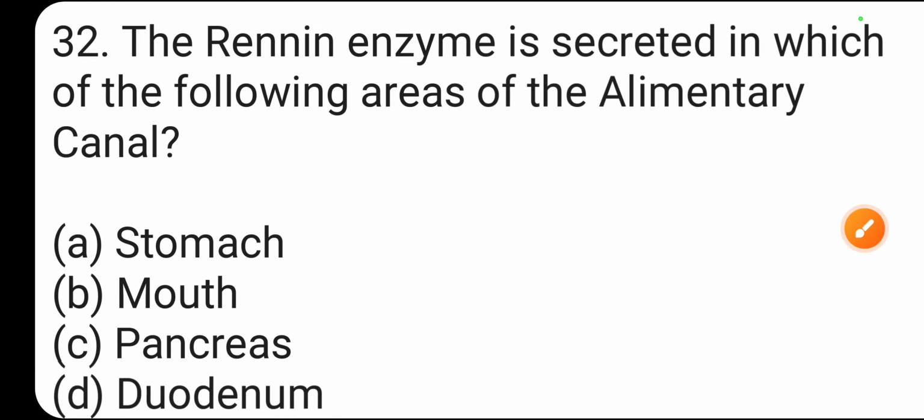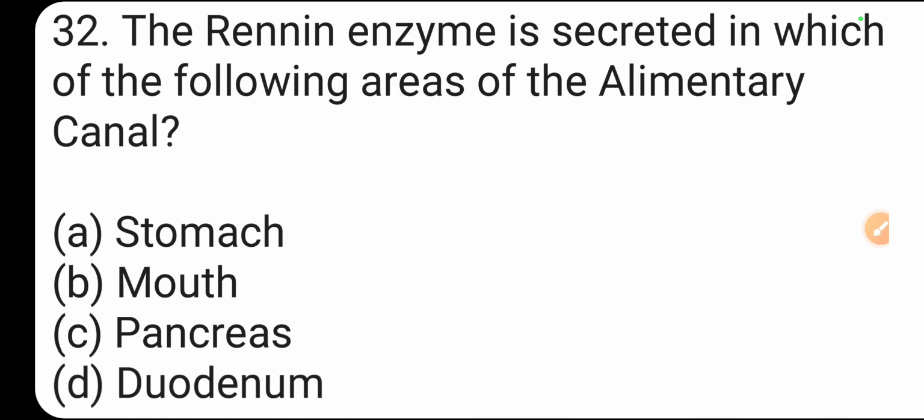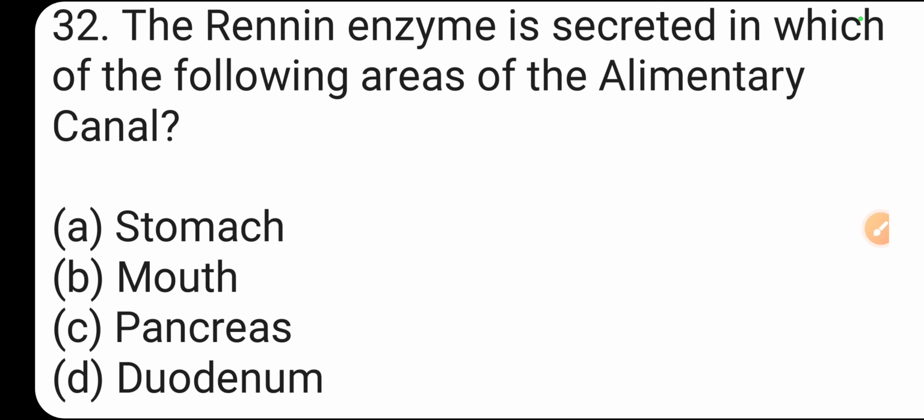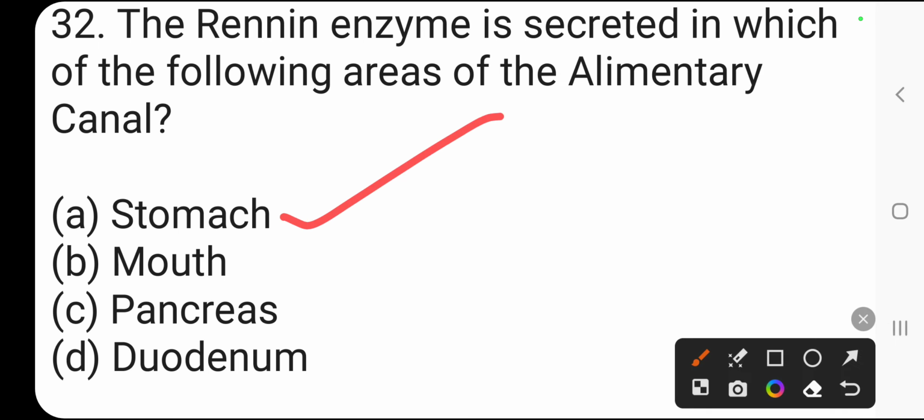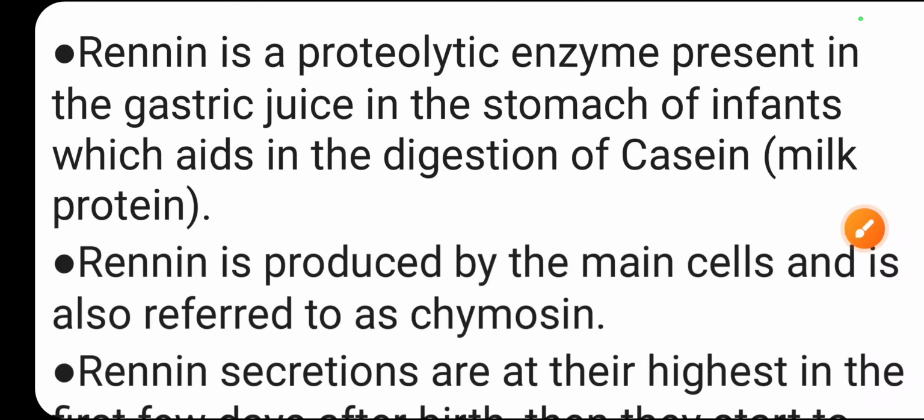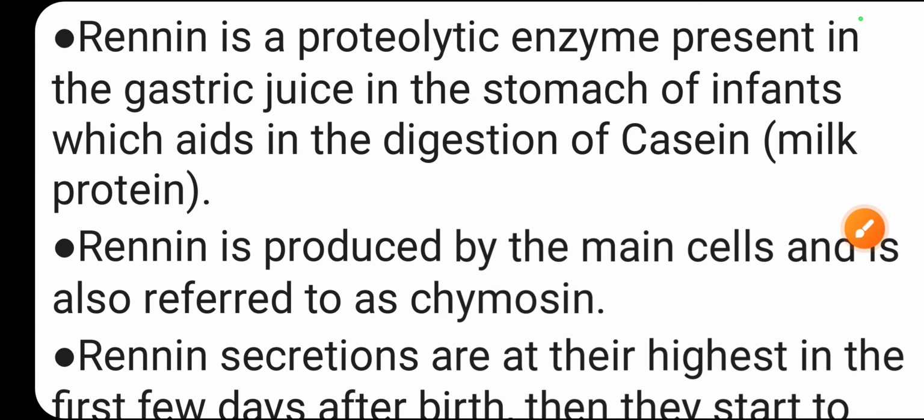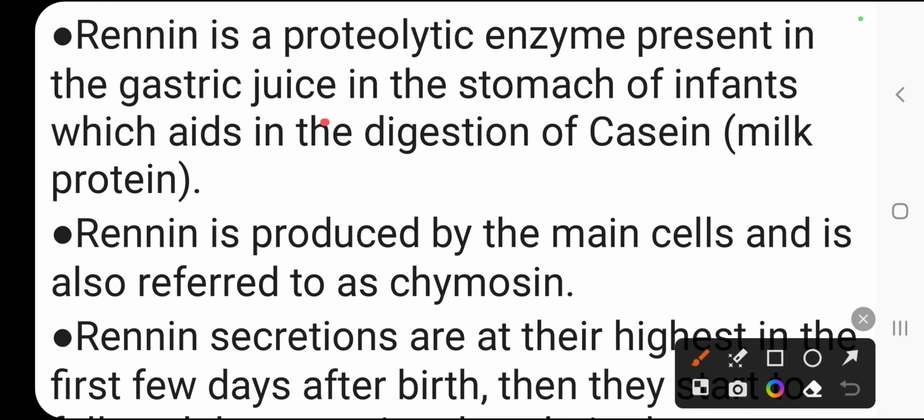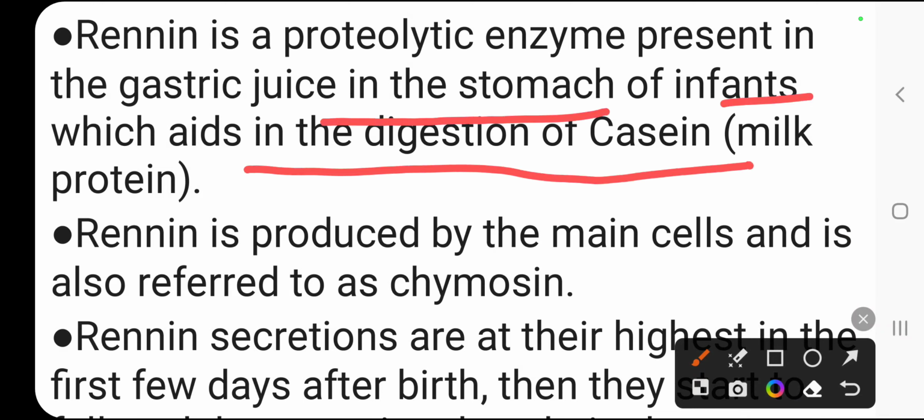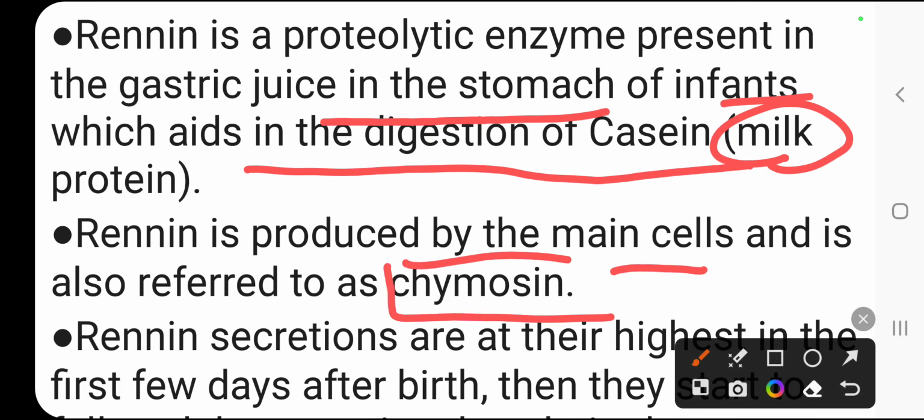The renin enzyme is secreted in which of the following areas of the alimentary canal? Renin enzyme is secreted in the stomach. And some notes we will see here are: renin is a proteolytic enzyme which is present in the gastric juice in the stomach of infants, which aids in the digestion of casein, that is the milk protein. Renin promotes the digestion of casein, and it is produced by the main cells and is also referred to as chymosin.